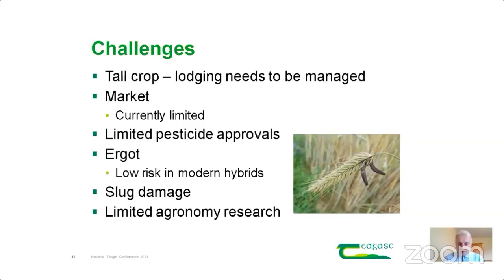In the past, ergot was a problem, but modern hybrids have significantly reduced the risk of that problem, such that in the 2 years that we've worked with the crop in Oak Park, we haven't seen any ergot on the crop. It's also quite susceptible to slug damage, and I'll show a picture of that in a moment. And I suppose the other big limitation is that there's limited agronomy research under our conditions. We're relying on work from abroad to guide our management recommendations, and that's something that we need to rectify.